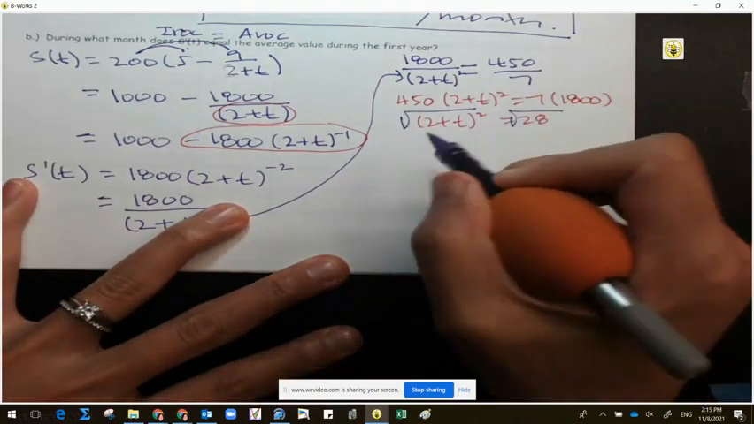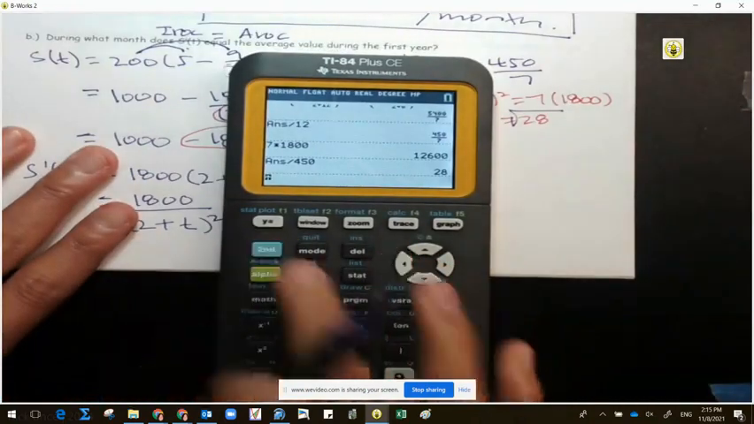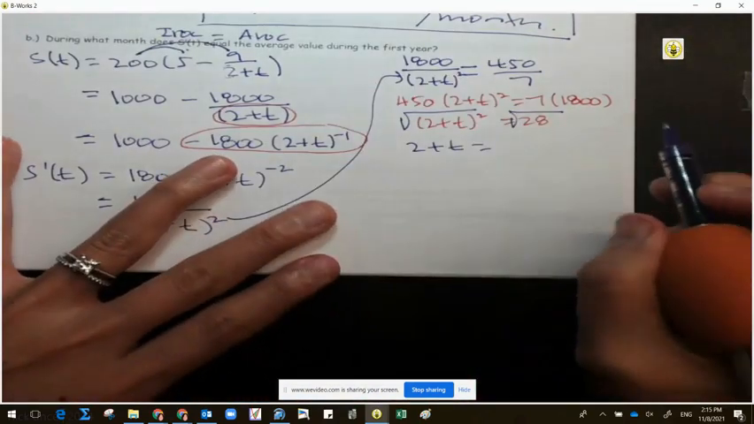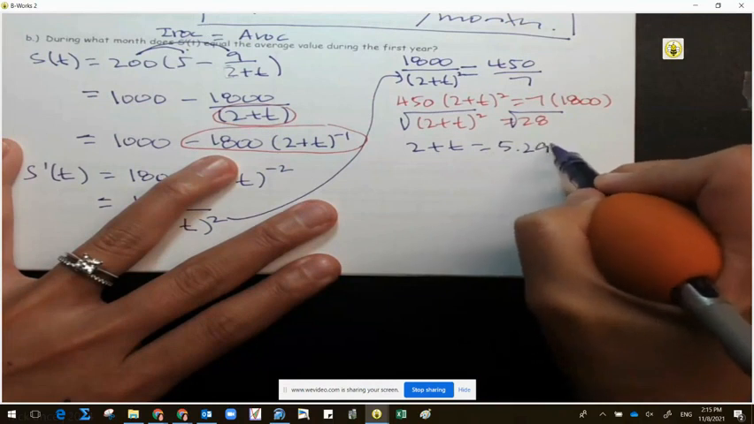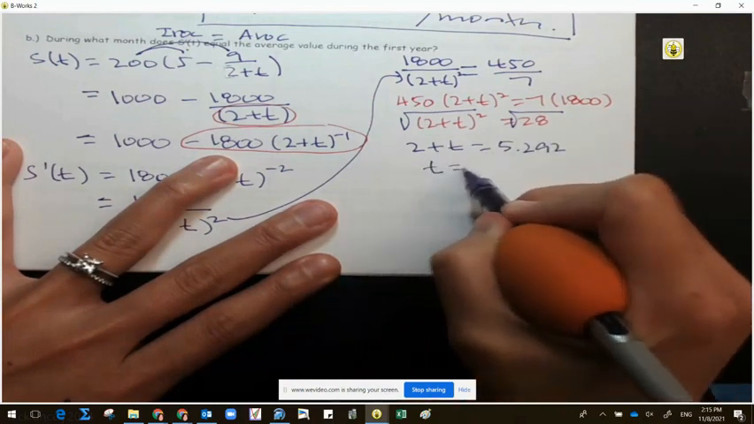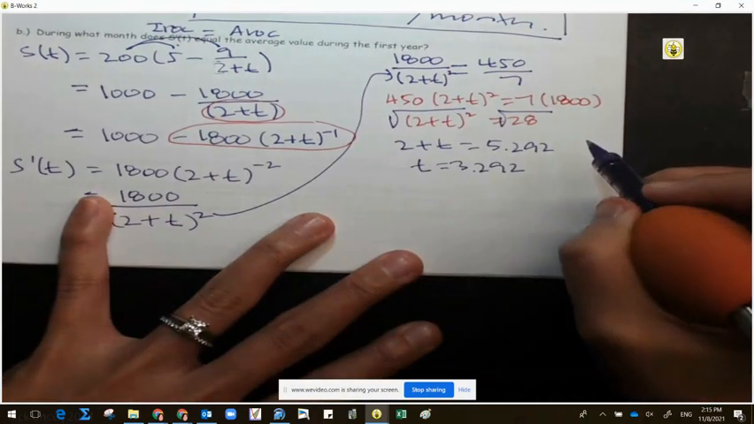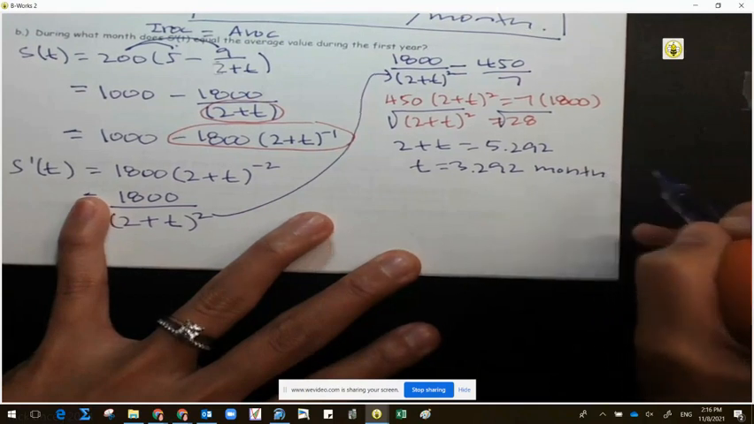And then what should I do on both sides? Square root. So when I do, I get 2 plus t is equal to square root of 28. Let's make it into 3 decimal places. 5.292. And then when I subtract 2, we get 3.292. And it says, during what month? It'll be month number 3.292.